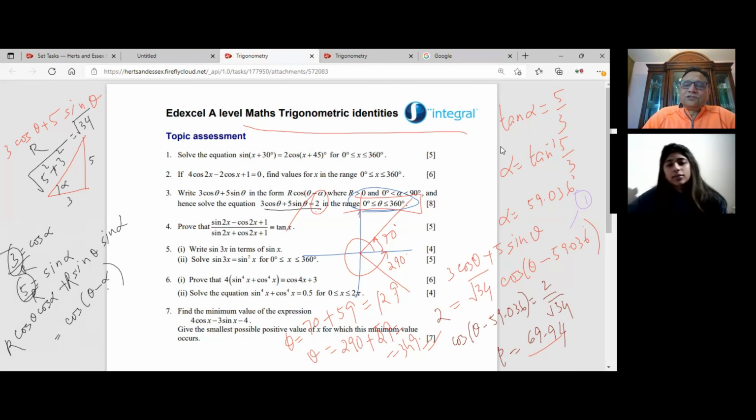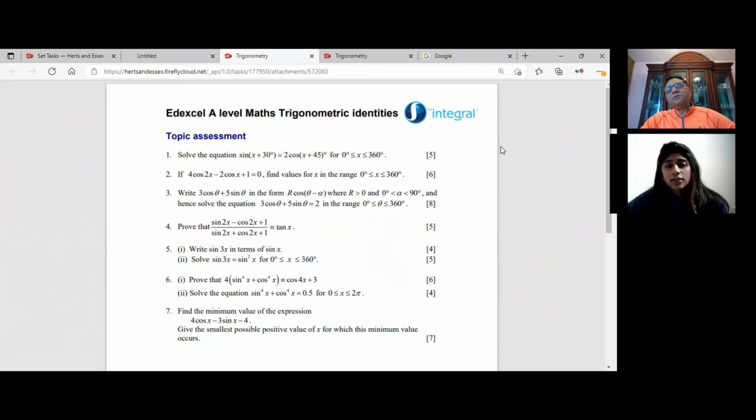So this process is very clear to you, right? Perfect. And you remember that R is the square root of A square plus B square, and tan alpha is B over A, and you're done. Simple as that. Next question, please.